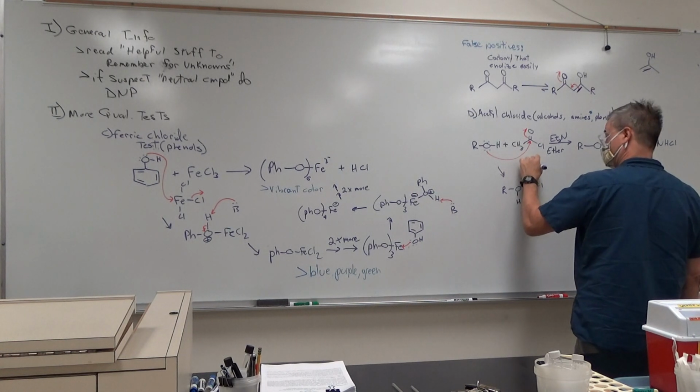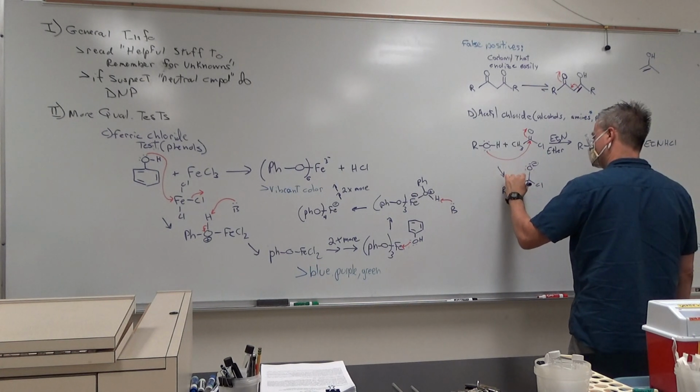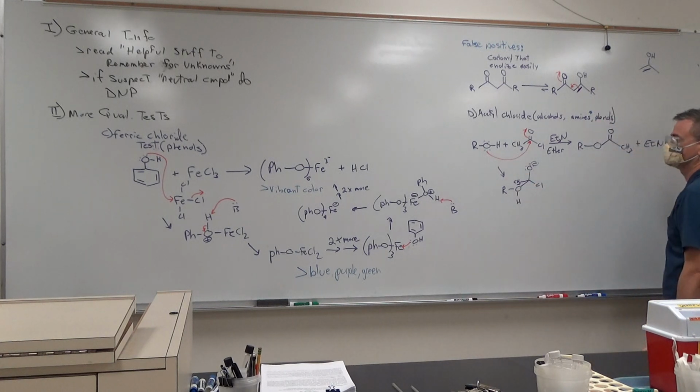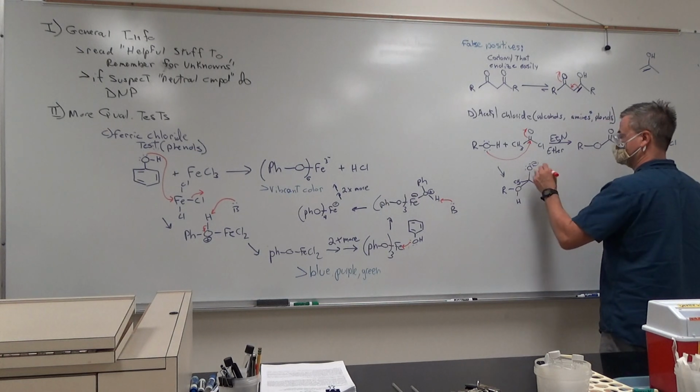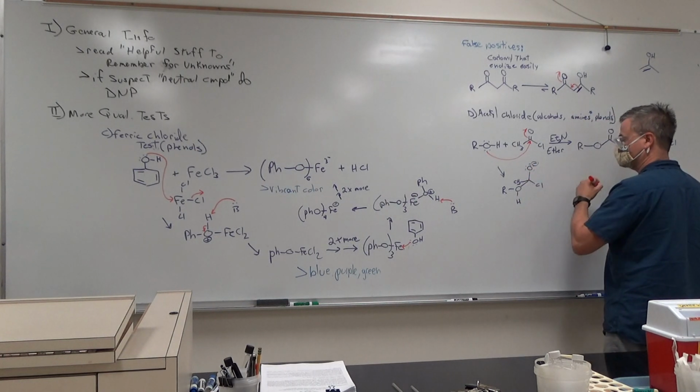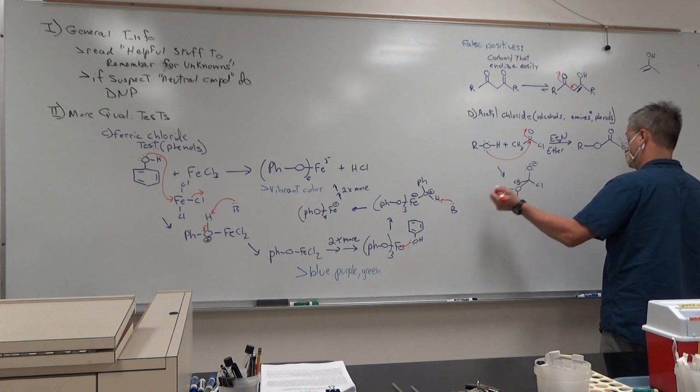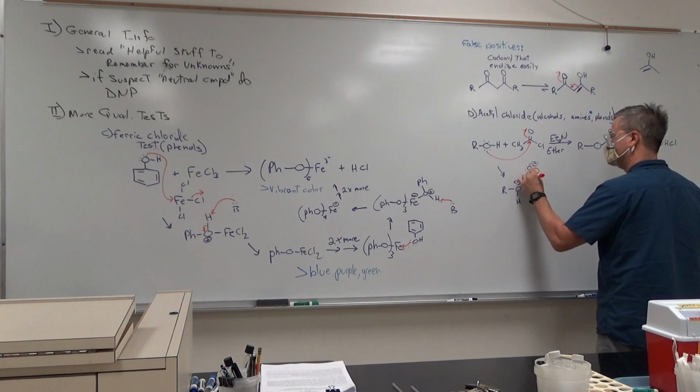We create what we saw last week. We create a tetrahedral intermediate. Okay. Tetrahedral intermediates can fall apart and kick something off. Here it's going to kick off the chloride. We already know chloride's a happy anion, right?